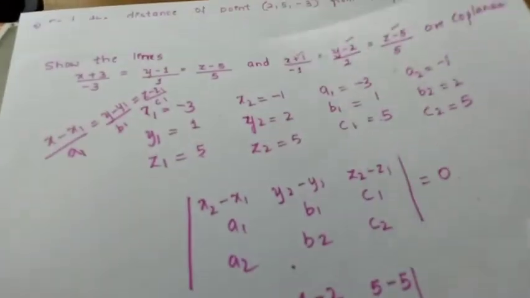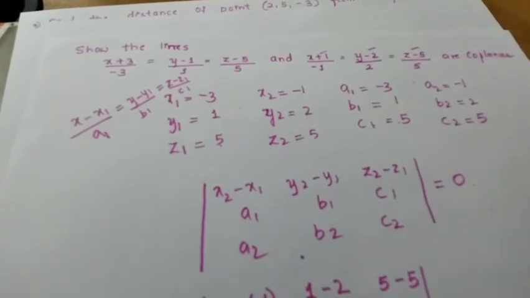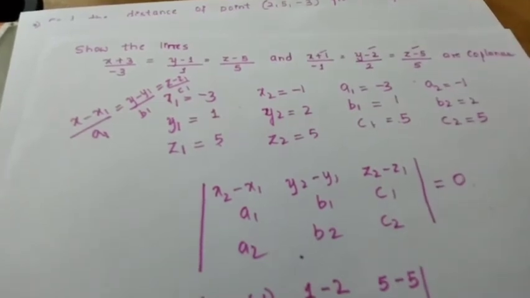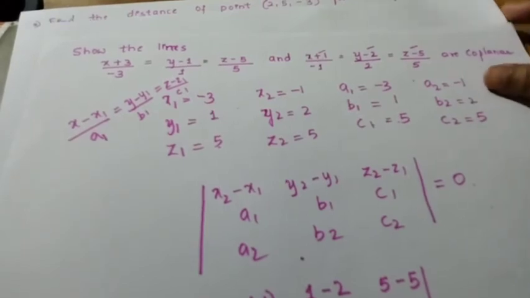So in the given lines, you take x1, y1, z1, x2, y2, z2, then take the a1, b1, c1, a2, b2, c2 values. If you prove the determinant equal to 0, then it is coplanar. Okay, then the lines are what? Coplanar.